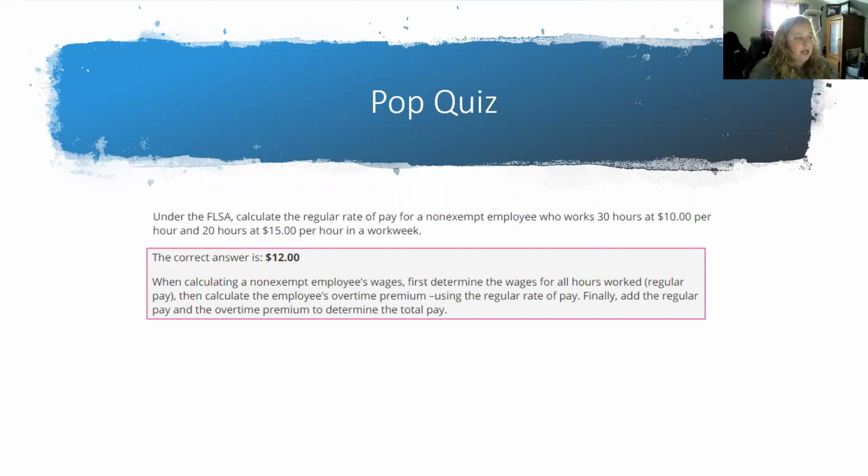So real quickly, if we take the 30 hours times $10 an hour, we get 300. If we take 20 hours times $15 an hour, we get 300. If we add those together, we get 600. And if we divide by 50, which is the total amount of hours worked for the week, then his regular rate of pay was $12 an hour.